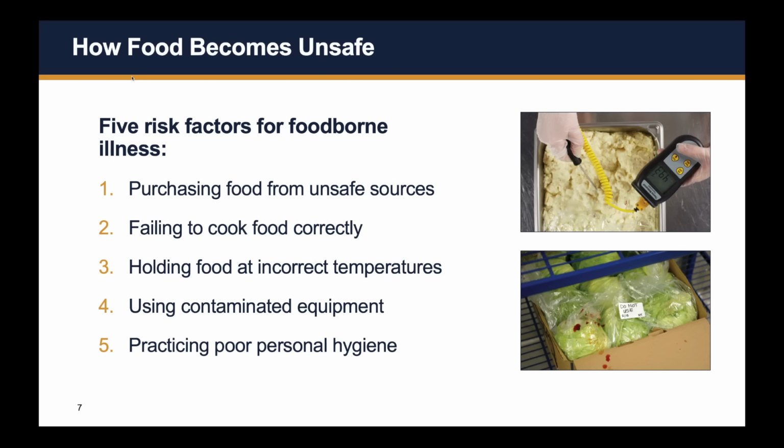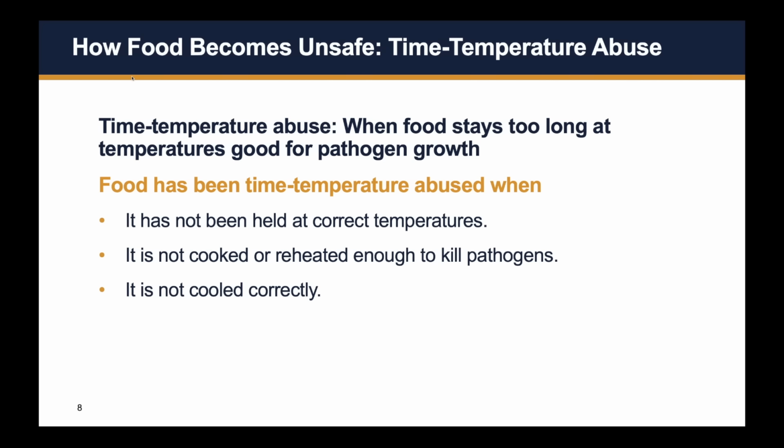And then the biggest one, I think this should be number 1, practicing poor personal hygiene. That could be hand washing, showing up to work in dirty clothes, not showering on a regular basis. Those are all examples of poor personal hygiene practices. So pause this. You can go back. You can go forward. We're going forward.